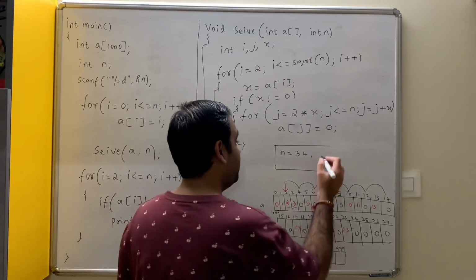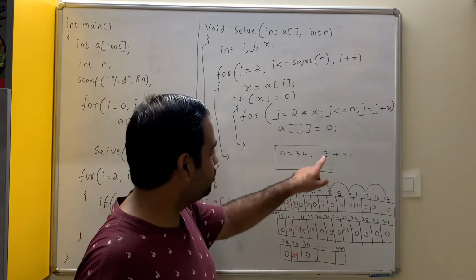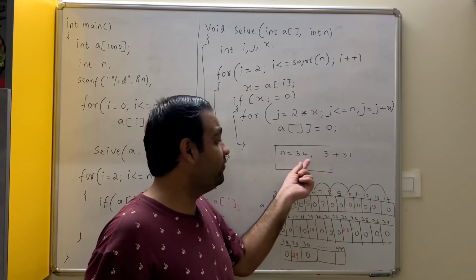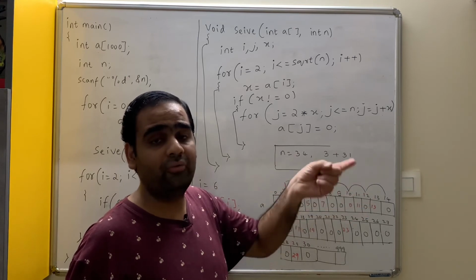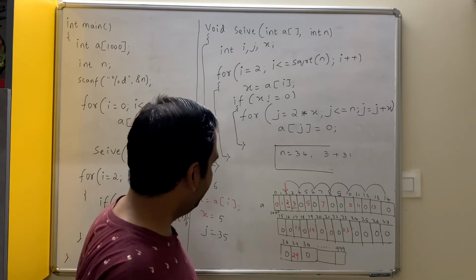Yes. And how can I express it? As 3 plus 31. Now, 3 is a prime, 31 is a prime. Therefore, 34 can be expressed as sum of two primes. Therefore, 34 can be expressed as what? Sum of two primes.